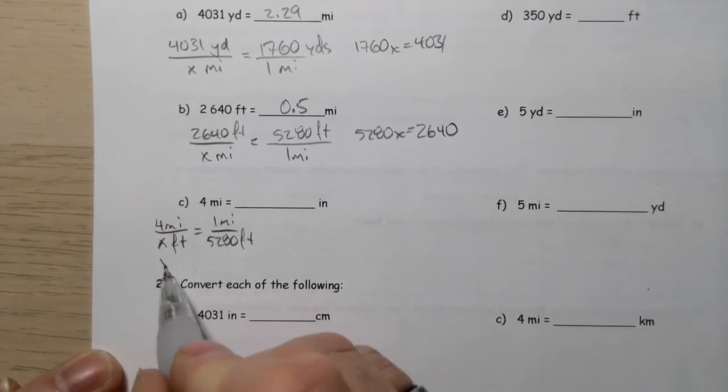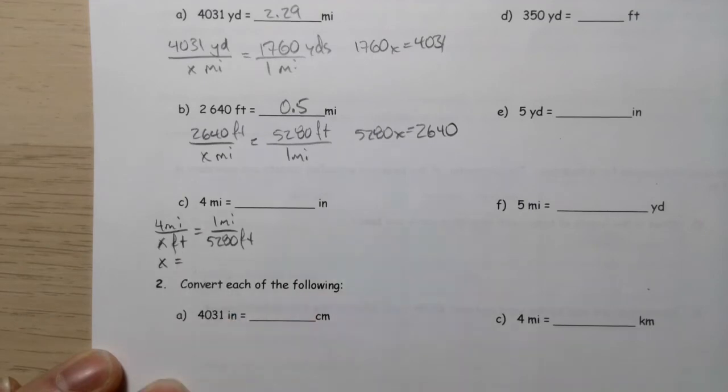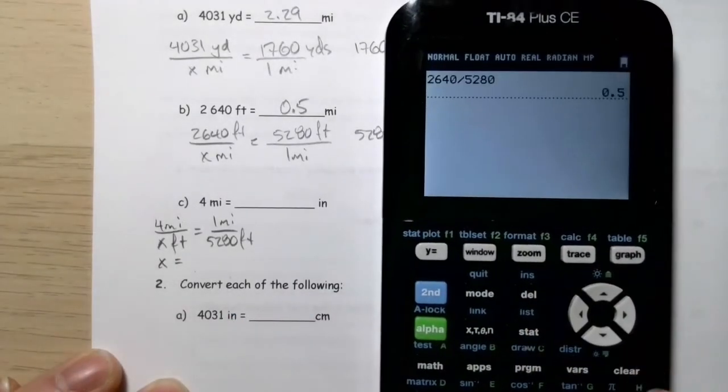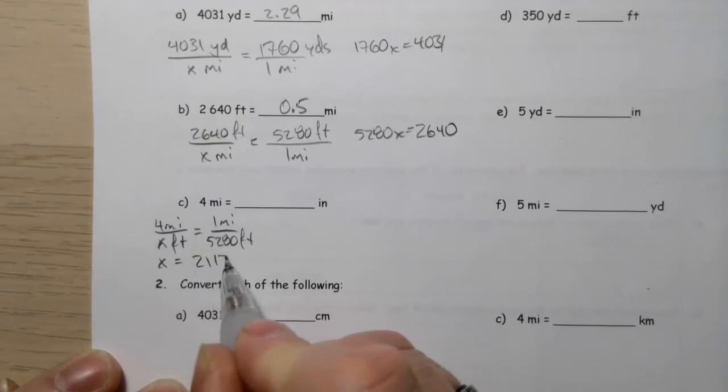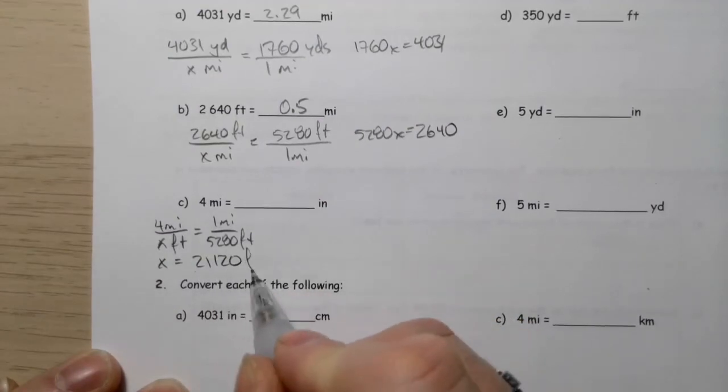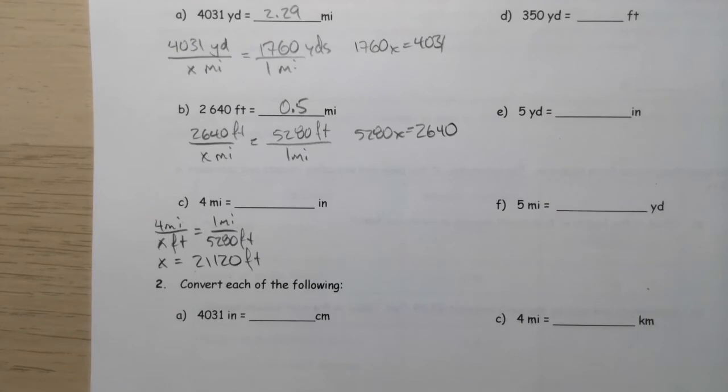X times 1, though, is just going to be X, and I like that. And this is going to end up being 4 times 5,280. Okay, so 21,120 inches. Or sorry, feet. We're not at inches yet. We're going to get there.